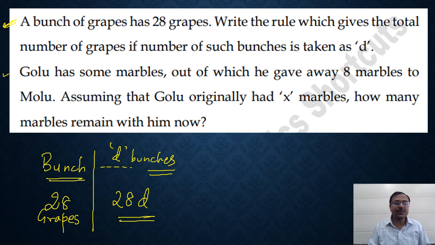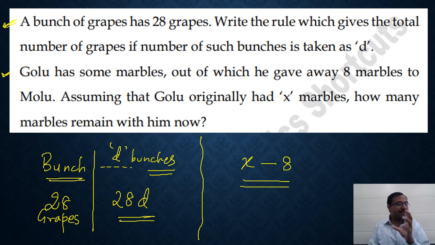Likewise, you can see the next one. Golu has some marbles, out of which he gave away 8 marbles to Molu. So there are two friends. The first one has some marbles and he gives away 8 marbles to Molu. So when somebody gives away a part of what he has, then you have to subtract that from what he had already, right? So if you assume that Golu originally had x marbles, how many marbles will remain? You just have to subtract it from that.